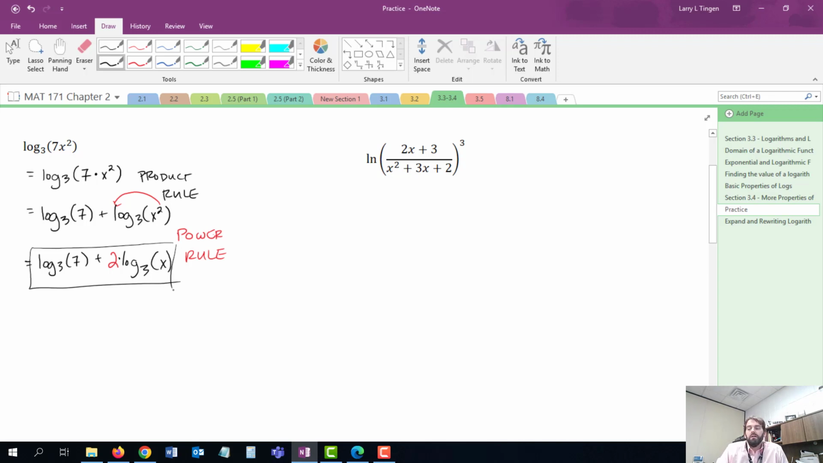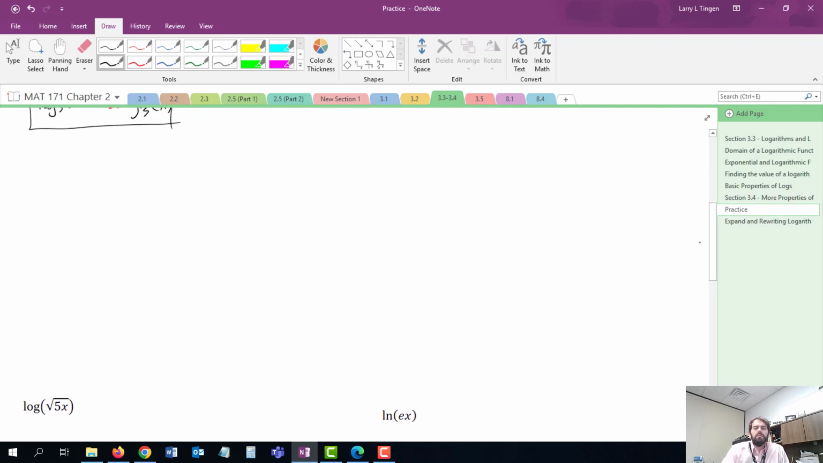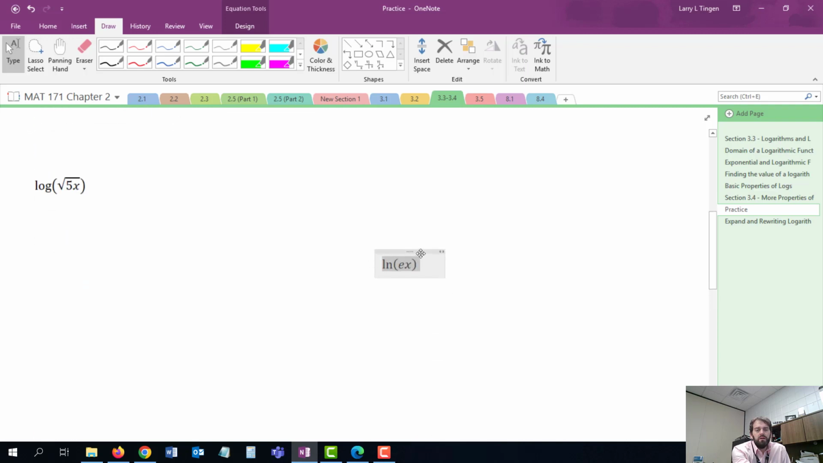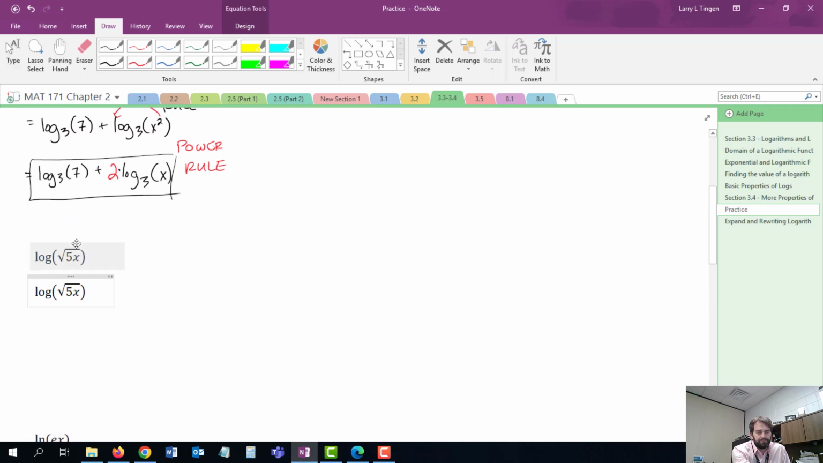All right. Next, I'm going to scroll down and get some easier ones out of the way first before we tackle that monster up here, because that's got multiple steps. So next, and this will be all right. Log the square root of 5x.